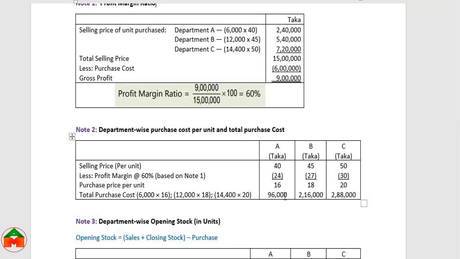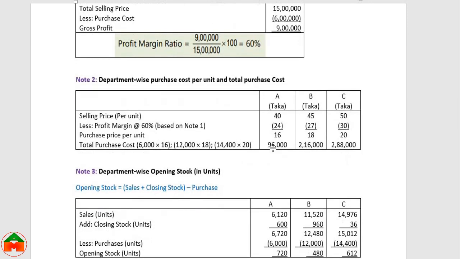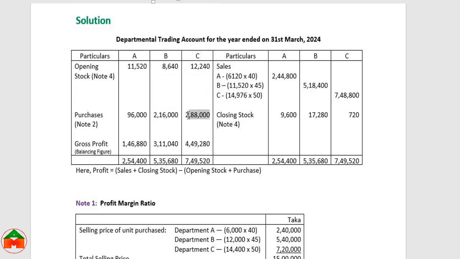So after multiplying the cost price, total cost price is 96,000, and total cost price for department B is 2,16,000, by multiplying 12,000 with the 18 cost price. And after multiplying 14,400 with the 20, the total cost price is 2,88,000. These three amounts result in 6 lakh. So this is the cost price which will be shown in the departmental account here. This is the cost price for purchase. These are the amounts which are calculated in note number 2. These are the purchase cost for department A, B and C.